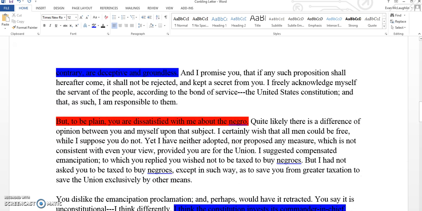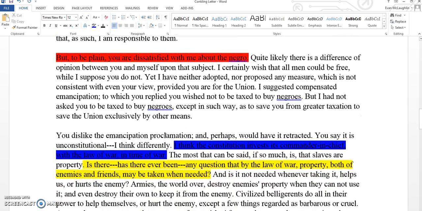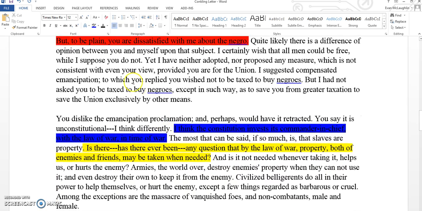So now we get to the first real example of vernacular, where Lincoln says, but to be plain, you are dissatisfied with me about the Negro. This is a very clear reference to the Emancipation Proclamation. Lincoln then explains, okay, his own personal view is that all men could be free, and he's saying, all right, I guess there's people in the audience who do not.